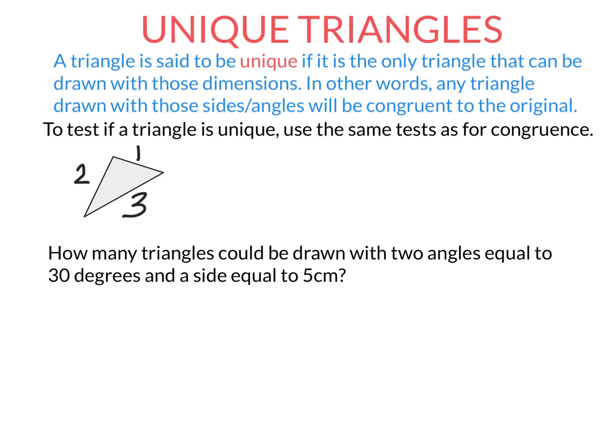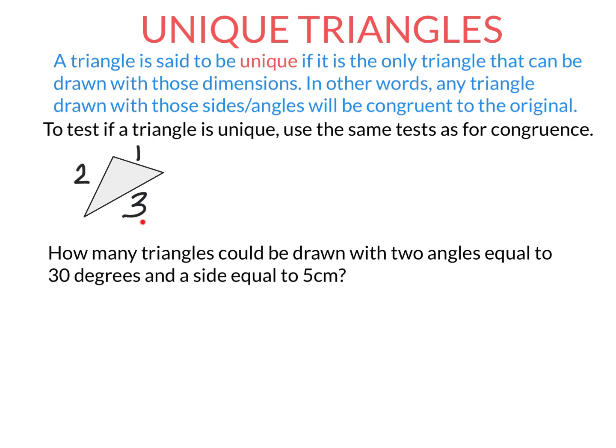Thank you so much for tuning into this video in which we will look at unique triangles. So a triangle is unique if it's the only triangle that can be drawn with those dimensions. In other words, any triangle with those dimensions will be congruent to the original. Okay, probably doesn't make a lot of sense. Let's look at an example.